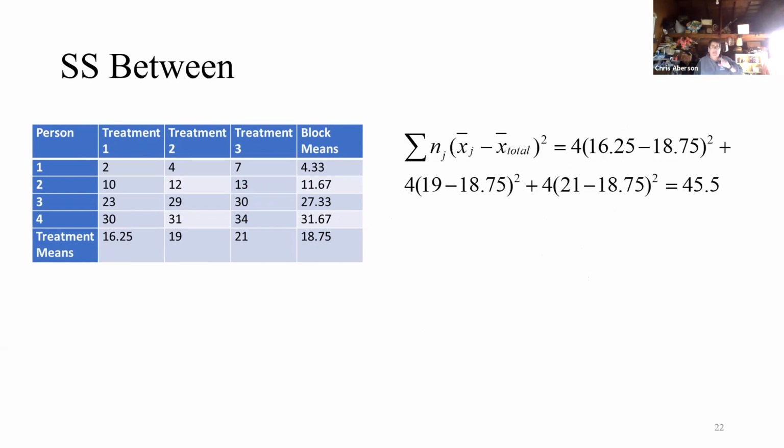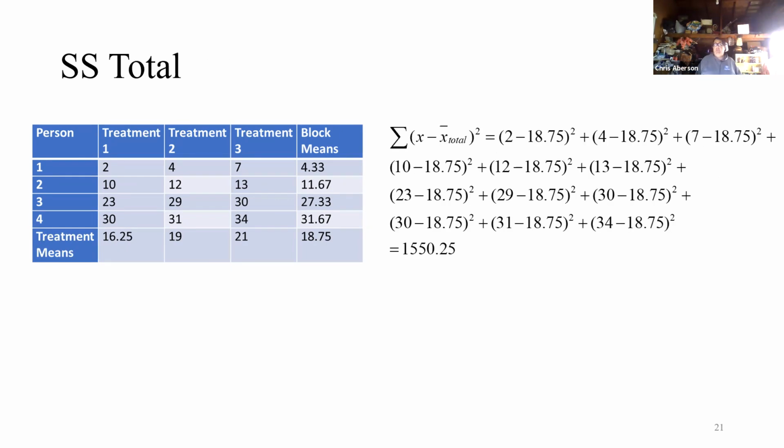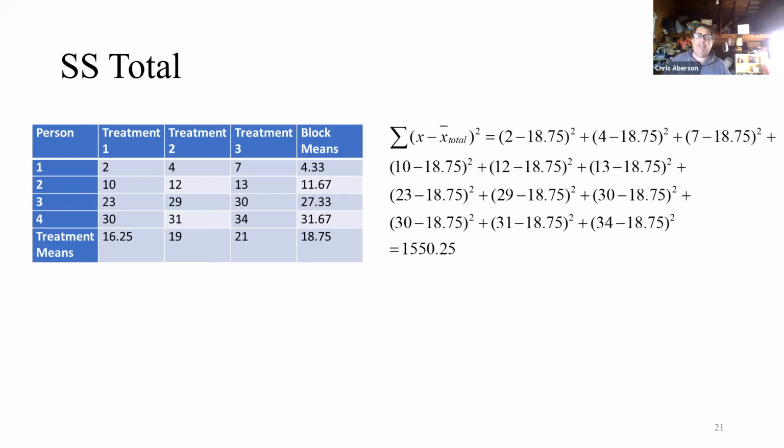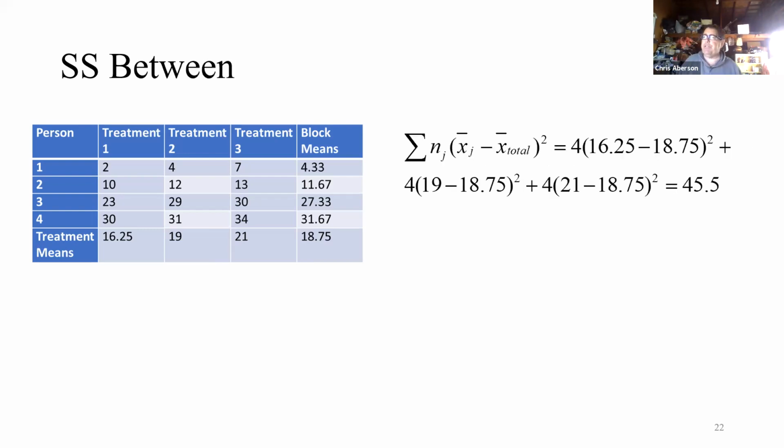Sums of square between, again, as before, number of people in each group, they're all going to be equal here. The mean of the group minus the grand mean. One thing to notice here is that sums of square between is really super small relative to the sums of square total. So you might think, oh, no way I'm going to be able to reject my null hypothesis. But stay tuned.